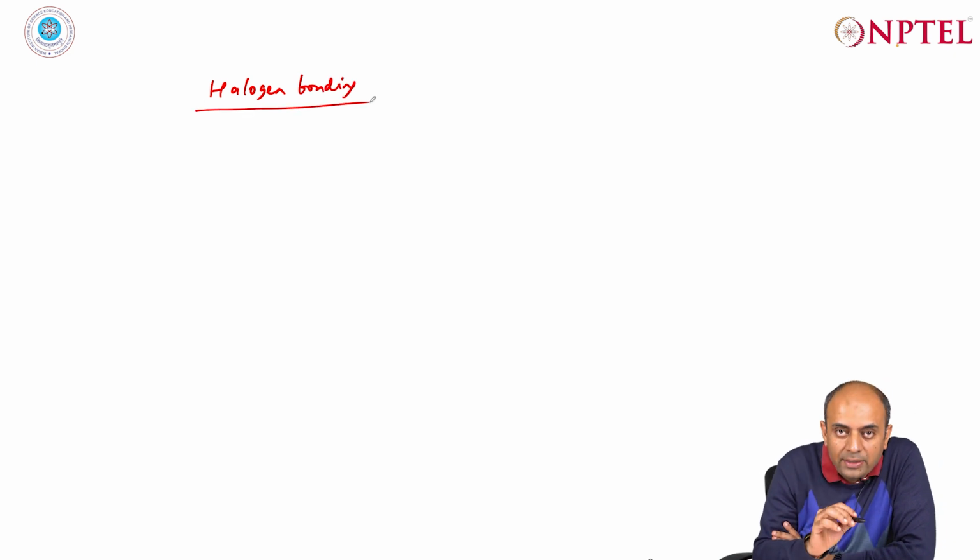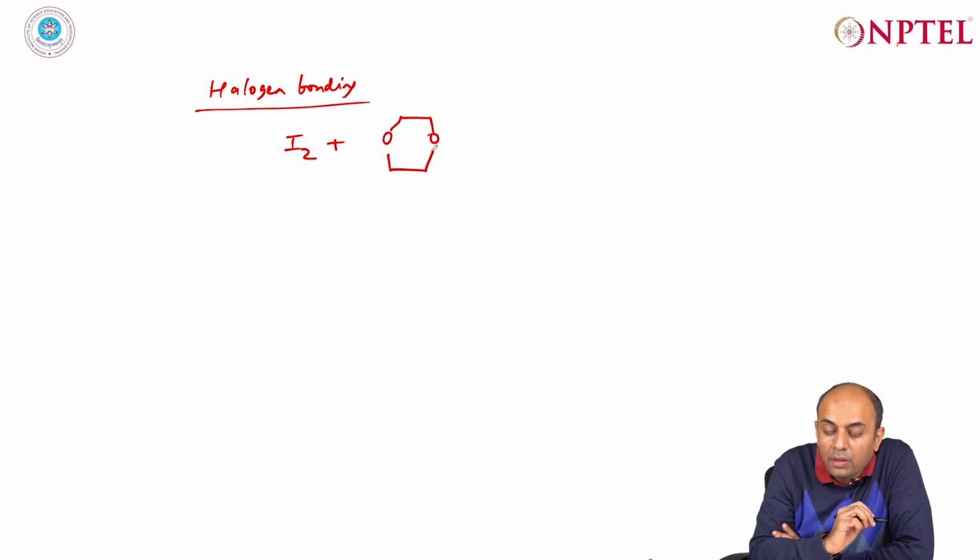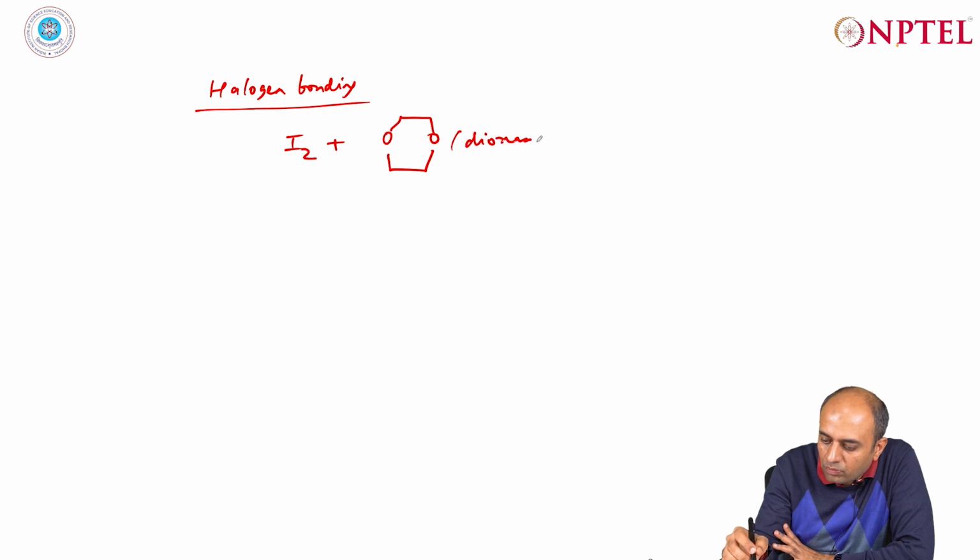Let us look at some more examples of halogen bonding, so that we will be able to complete this week's lectures where we would have covered a sufficient number of examples. For example, let us try to look at how iodine and the solvent dioxane will interact with each other.